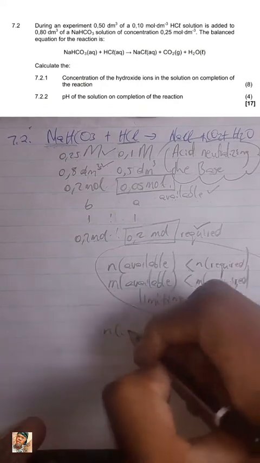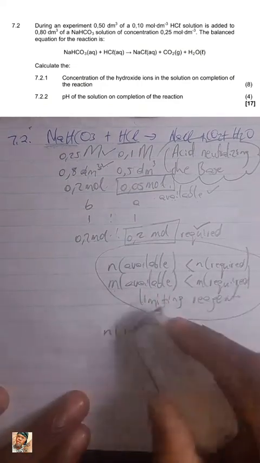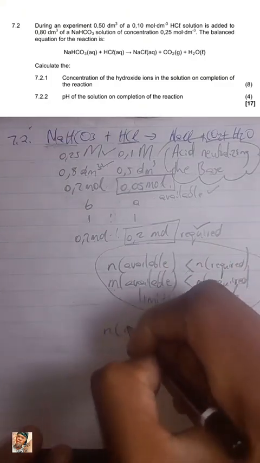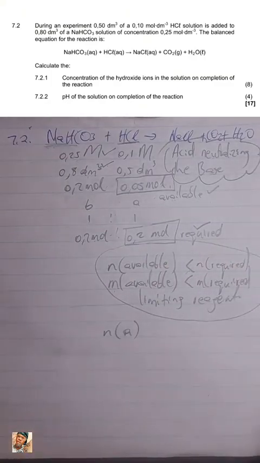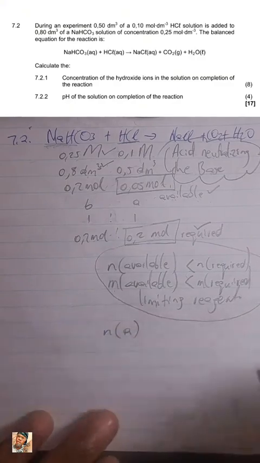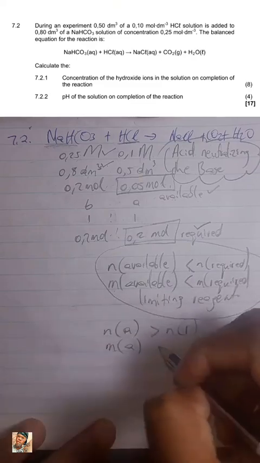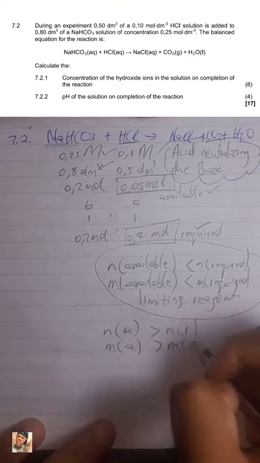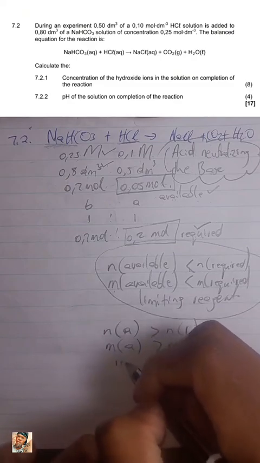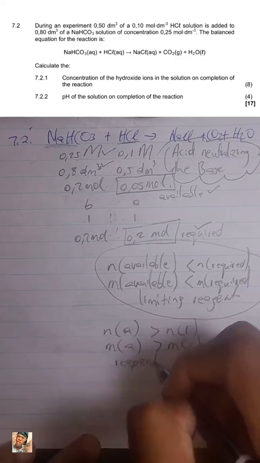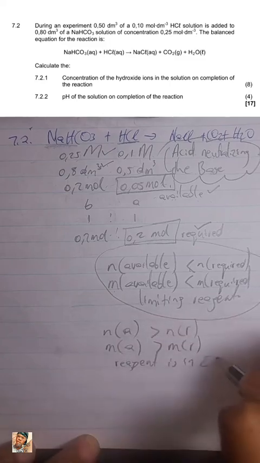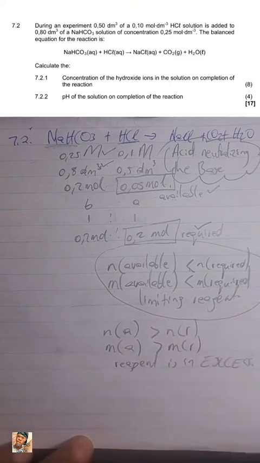And then when the number of moles available, I don't want this video to be too long, so I'm just going to write the abbreviations. So when the number of moles available is greater than the number of moles required, or the mass available is greater than the mass required, then that reagent is in excess.